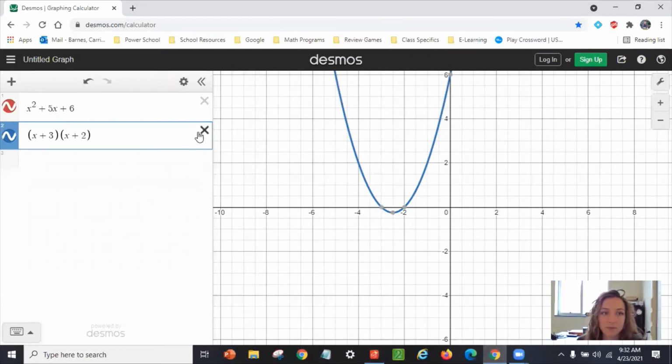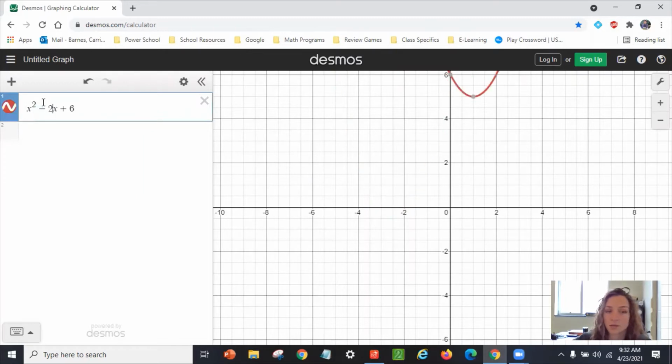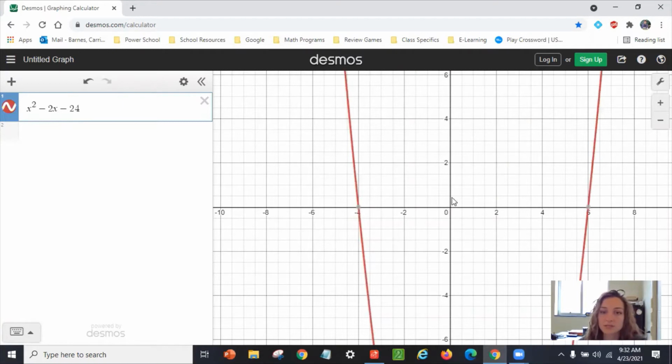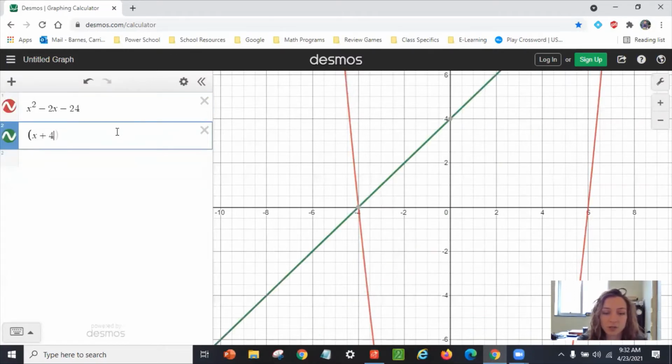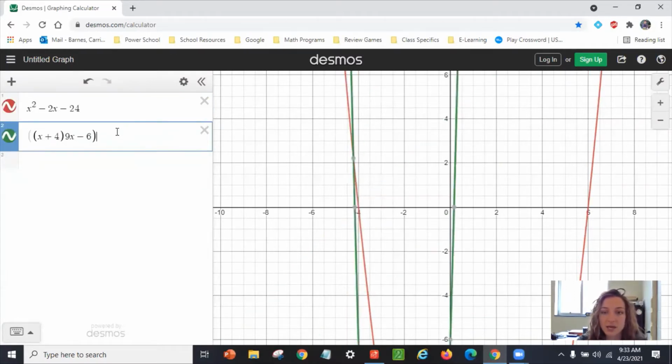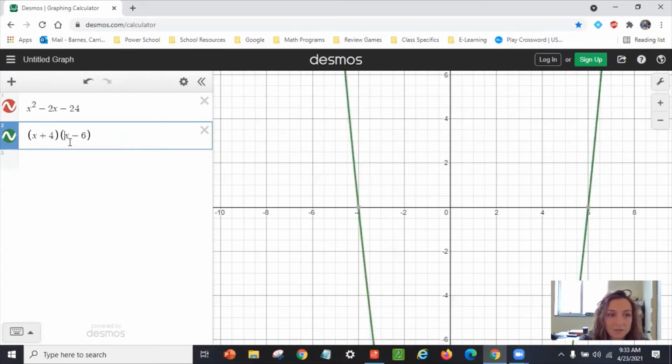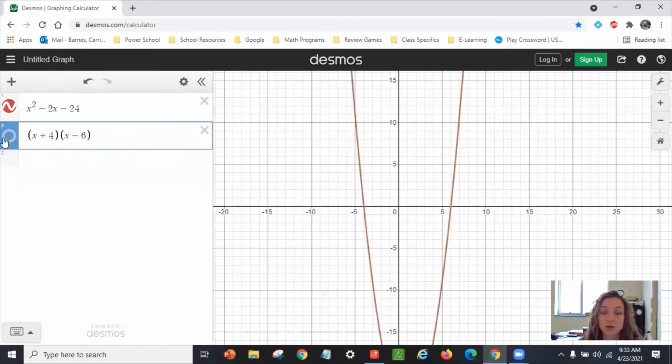It's going to be x squared minus 2x minus 24. Okay, we can see that this is going through negative 4 and positive 6. So we're going to use positive 4 and negative 6. So x plus 4, x minus 6. And whenever we type this in, if I type it in correctly, you should see that this line is directly on top of the other one, which is what should happen because we're just writing an equivalent expression. So this is your answer. x plus 4, x minus 6.